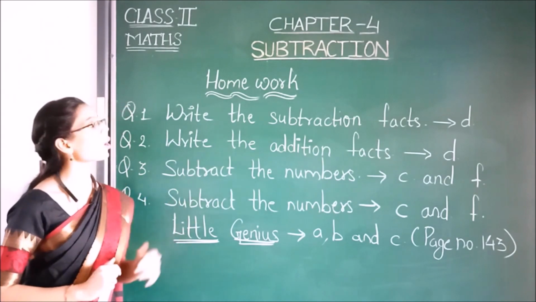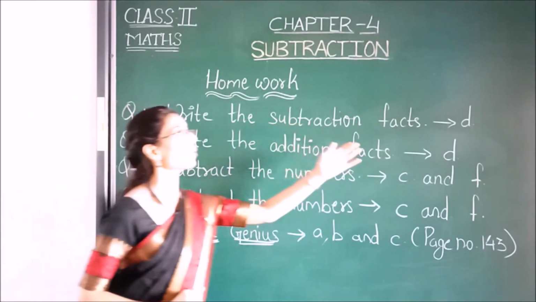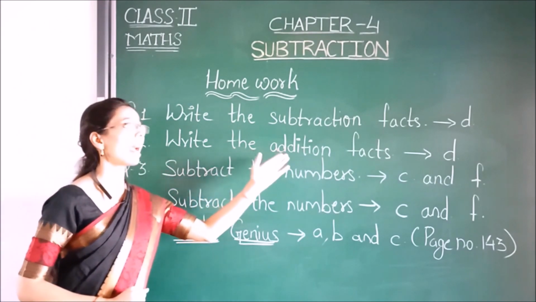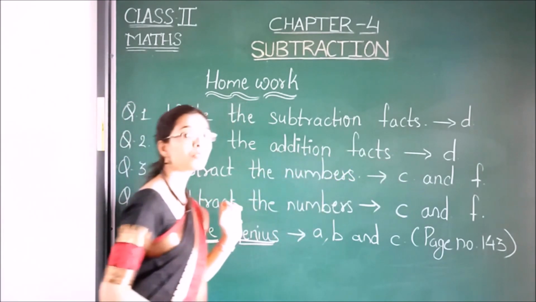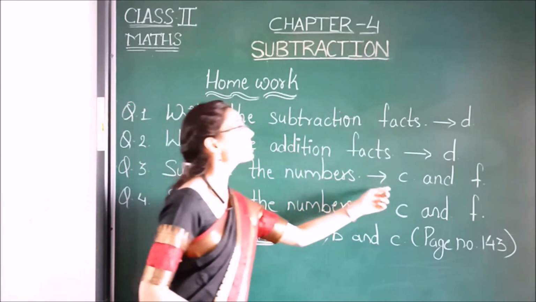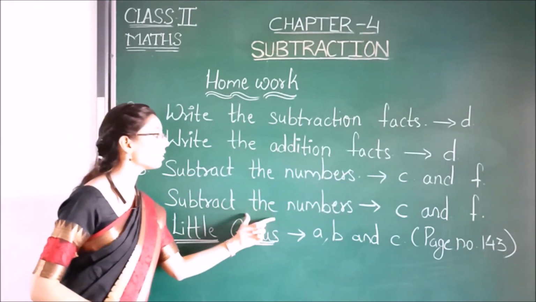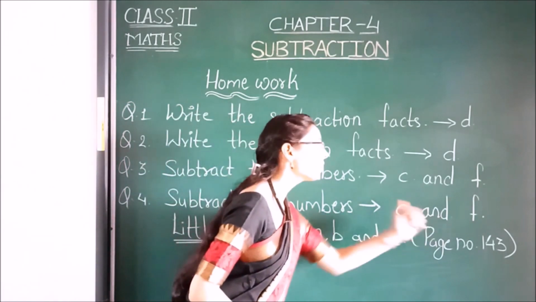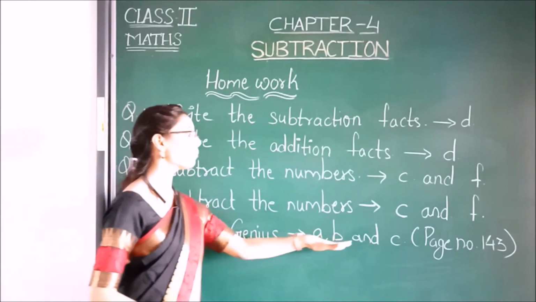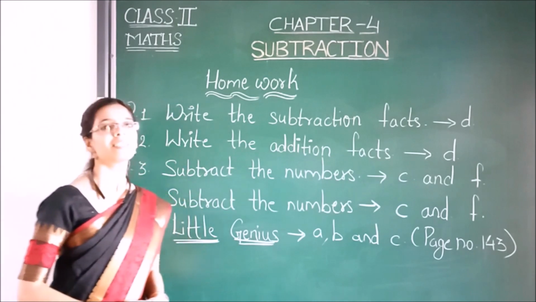Now this is your homework. Question 1, write the subtraction facts. D you have to do. Second, write the addition facts. D you have to do. Third, subtract the numbers C and F. Then question number 4, subtract the numbers C and F. Then Little Genius A, B and C, which is on page number 143.